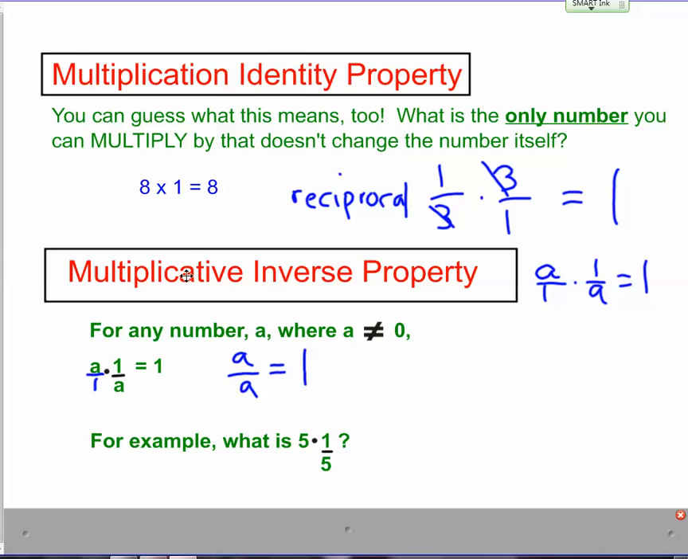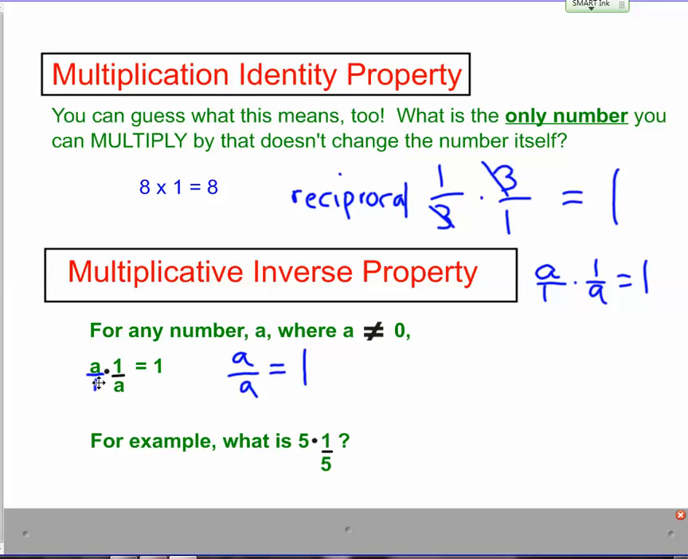The multiplicative inverse is something you guys knew intuitively, but it looks kind of strange. All it means is if I want to multiply two numbers and get 1, they have to be reciprocals. 1/3 times 3: the only thing I can multiply a third by to get 1 is 3. The same thing here. A over 1, what I have to multiply that by is the reciprocal. You flip it upside down, 1 over A, because A times 1/A is A over A, and A divided by itself, as long as it's not 0, is 1.